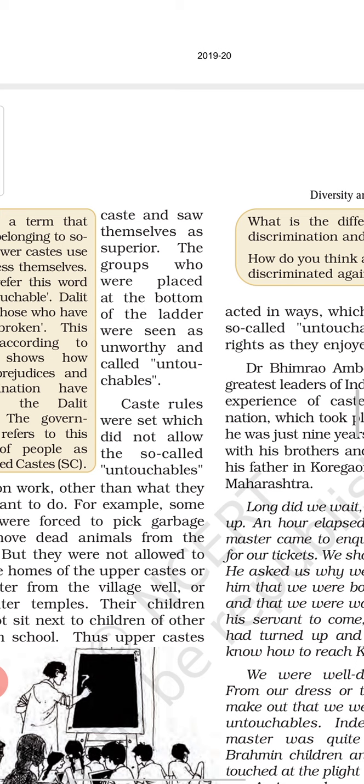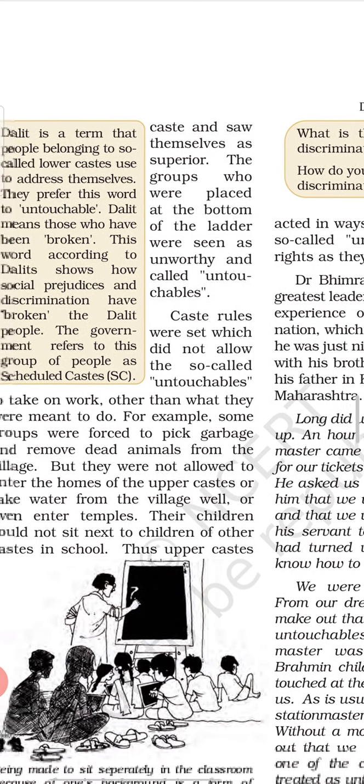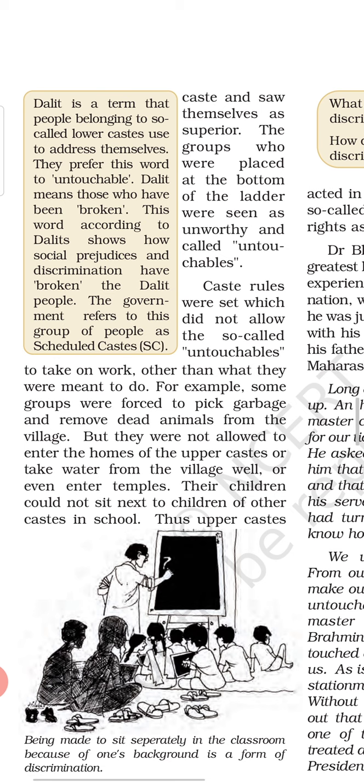If some people from higher caste are moving, they should not come out of their houses, and a lot of restrictions were there on their movements. Caste rules were set which did not allow the so called untouchables to take on work other than what they were meant to do. For example, some groups were forced to pick garbage and remove dead animals from the village, but they were not allowed to enter the houses of the upper caste or take water from the village well, or even enter temples. Their children could not sit next to the children of other castes in school.